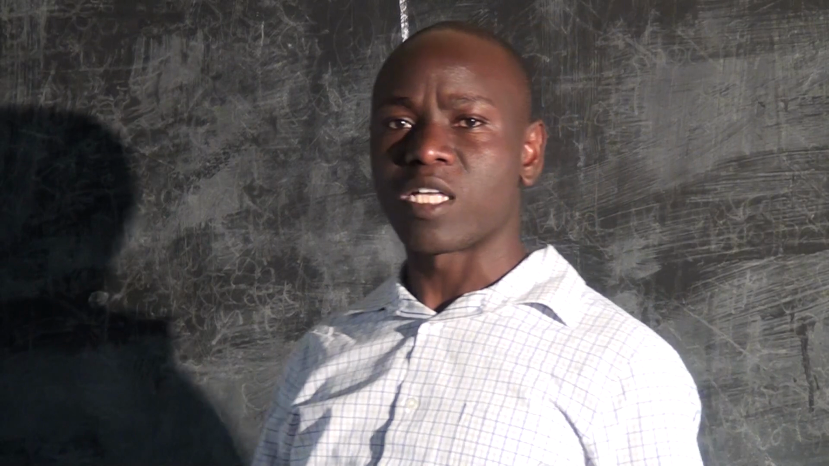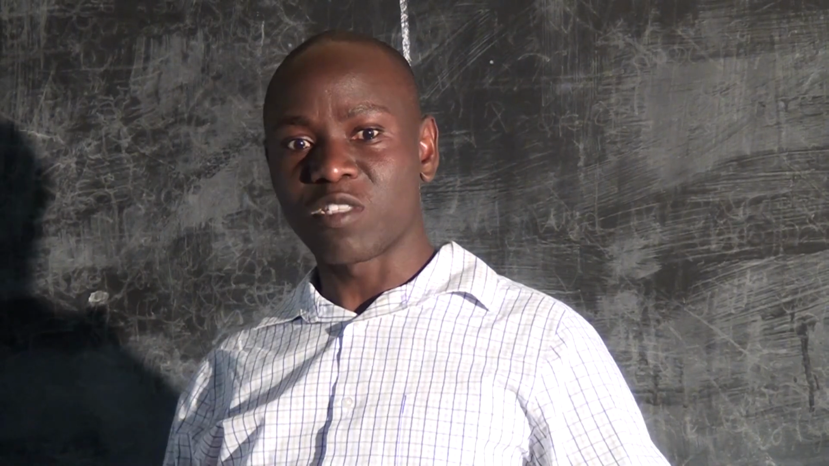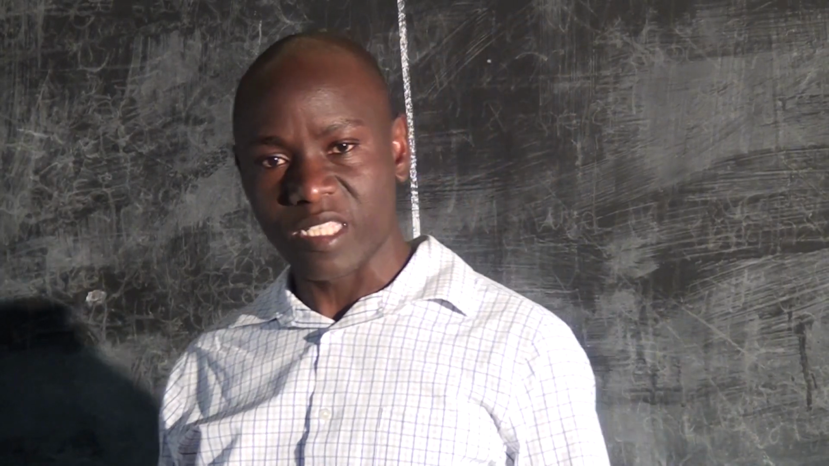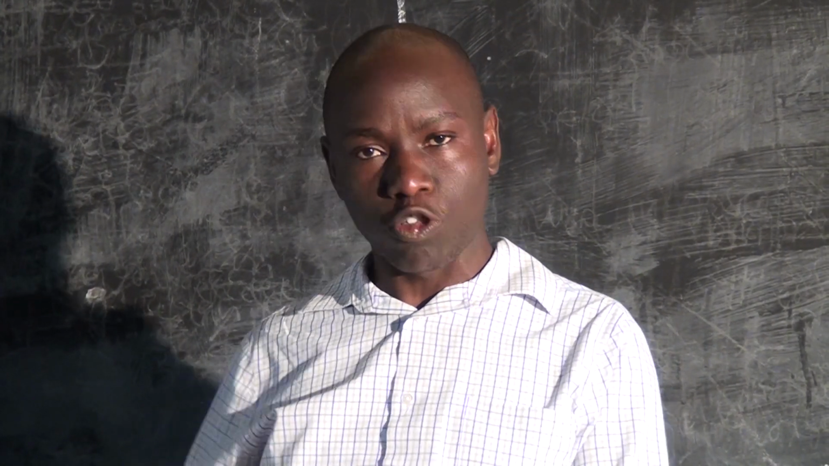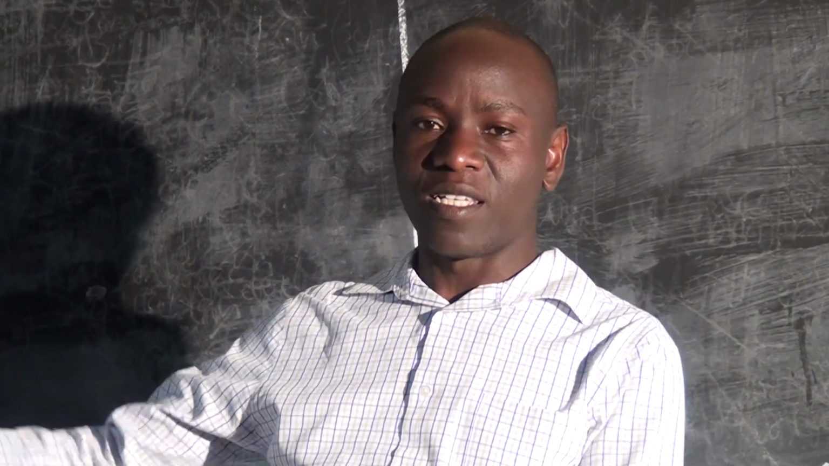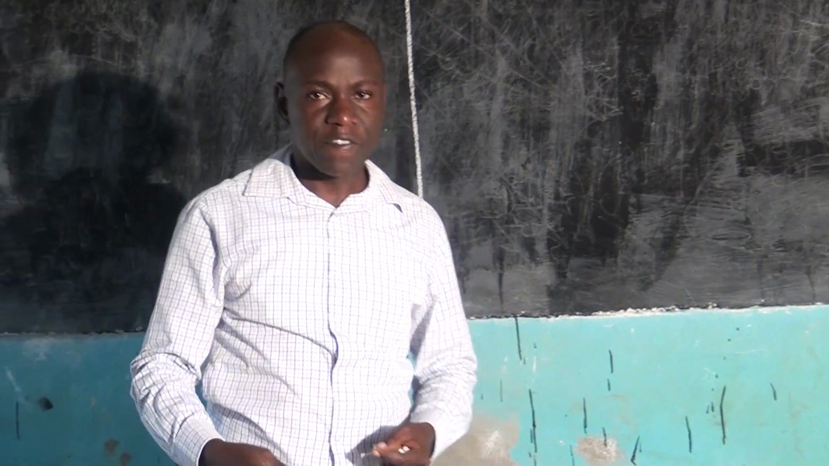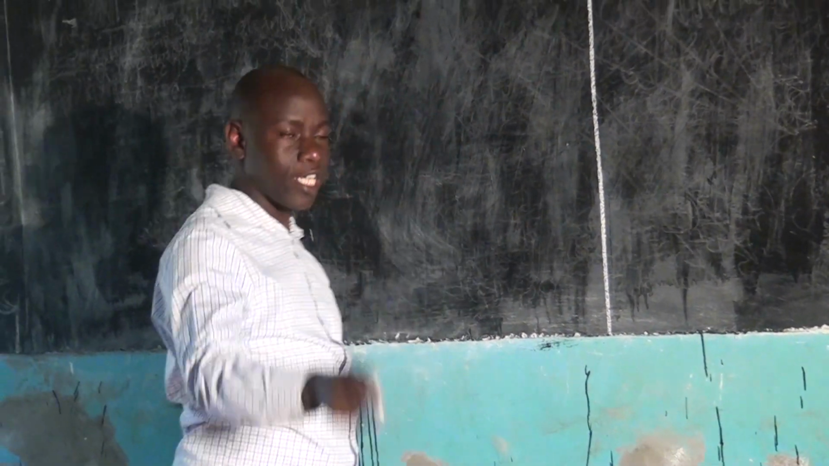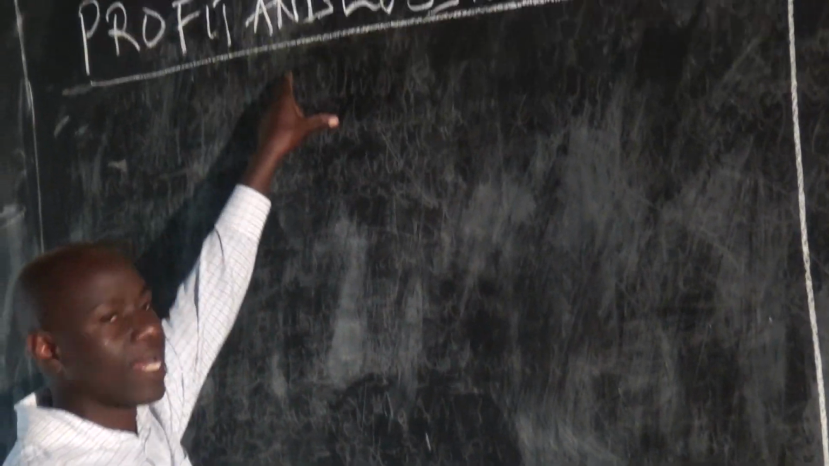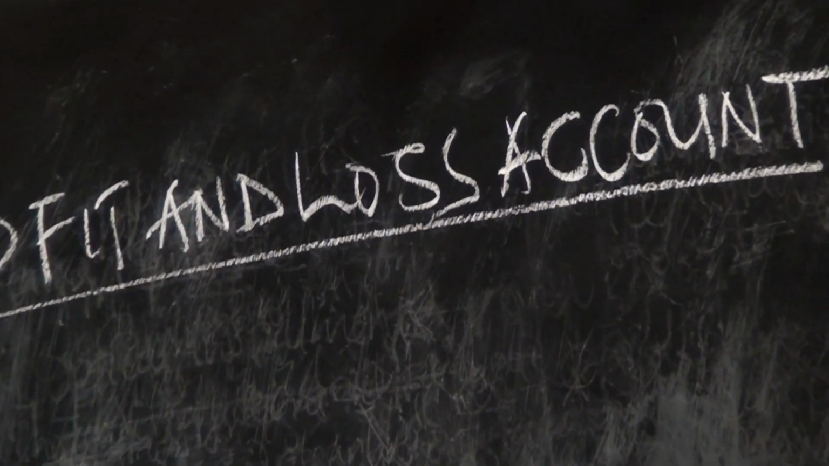Remember, when we were talking about the trading account, we talked about it as a financial statement we prepare to calculate the gross profit. Gross profit, we say, is the overall profit made by the business before putting expenses into consideration. So the expenses, we are going to consider here. So net profit is the actual profit or the real profit made by the business. And this net profit, we get it when we prepare the profit and loss account.